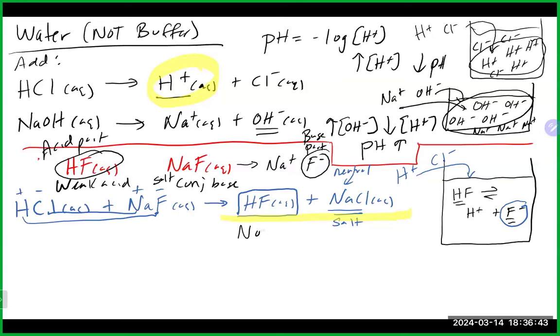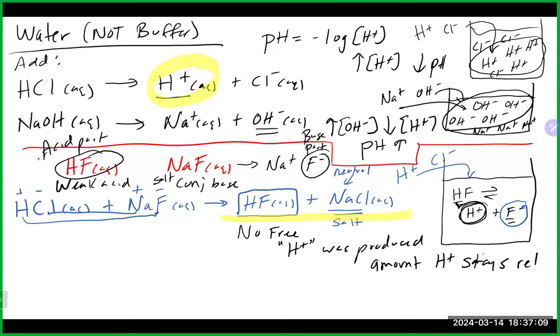So no free H plus was produced, which means if I didn't produce any more free H plus, that amount of H plus that was there to begin with pretty much stays relatively constant. So the amount of H plus stays relatively constant. Really, the concentration of H plus stays relatively constant. And if that happens, the pH stays relatively constant as well.